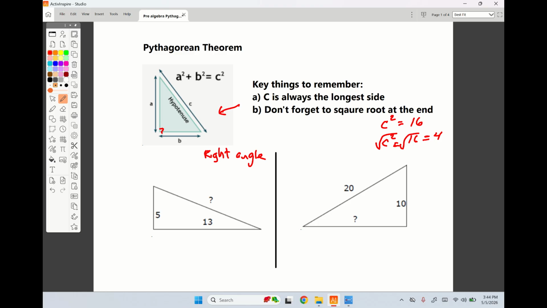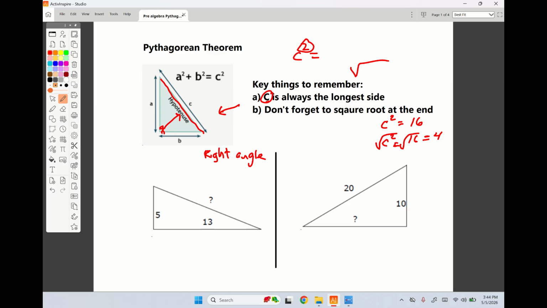So two things to remember here. C, which is the hypotenuse, always has to be the longest side, and that's the one right across from the 90-degree angle. And when you're solving this, you end up with C by itself or B by itself, depending on what you're solving for. Don't forget to square root at the end to get rid of the square, like we did on solving equations. So let's get started here.